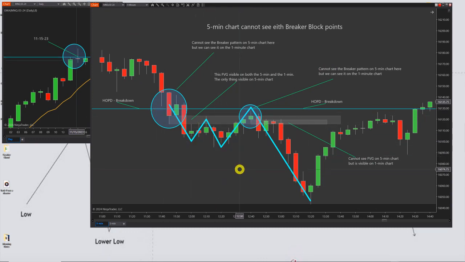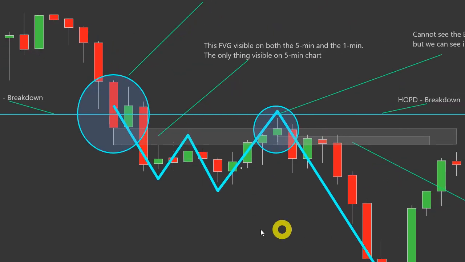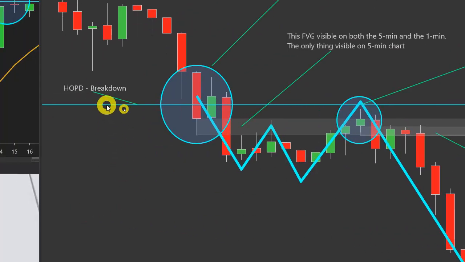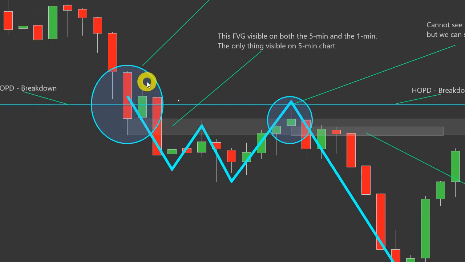Breaker blocks and fair value gaps is what we're examining as strategies in light of the previous day's high and low. We're looking to go long on breaker blocks that are above the previous day's high. We're looking to go short on breaker blocks and fair value gaps when they form when price goes below the previous day's high. Okay, so again, this is the 5-minute chart. This is the previous day's high.